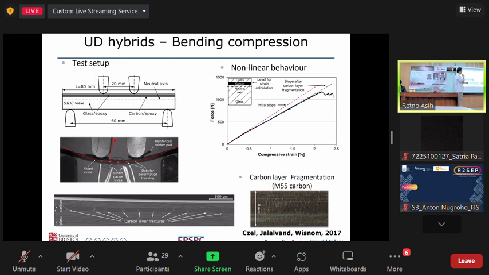This change of slope is related to the appearance of fragmentation and delamination. This is a scanning electron microscope picture. You see here is a carbon fracture. Due to the fracture, it changes the stiffness, and when you see it from the top, there's also a change of color of appearance. So this is quite nice also.